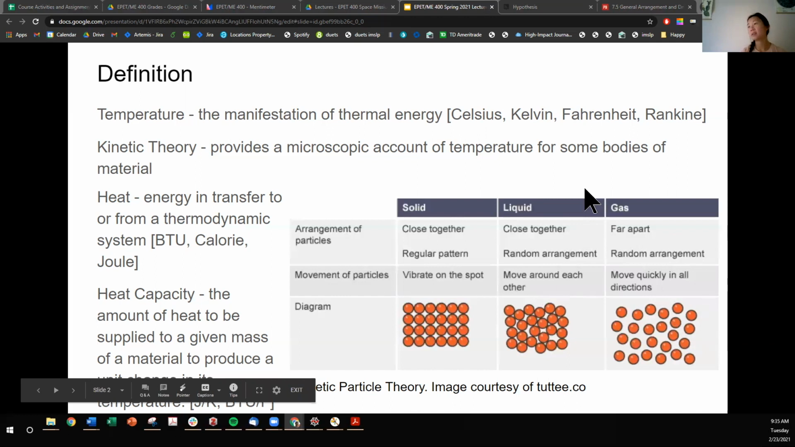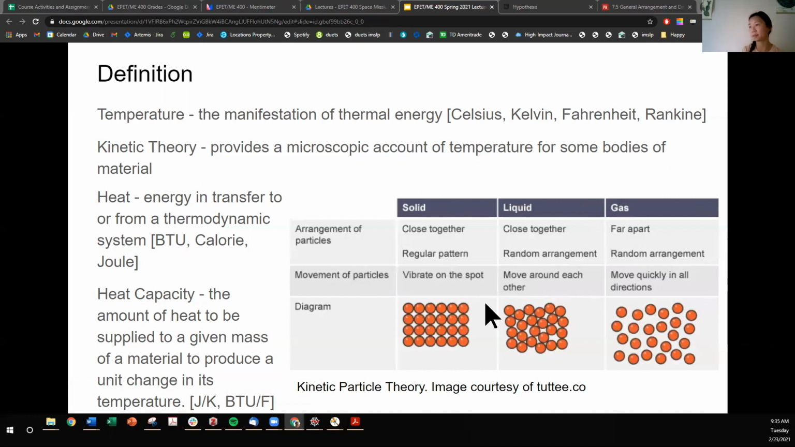So fundamentally, you can think about temperature and heat as the movement of particles in a phase of material. So what is heat? Heat is based on thermal energy, but instead of it being a static state, it's more about the transfer to or from a thermodynamic system.